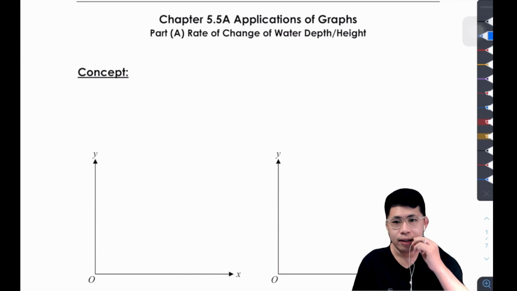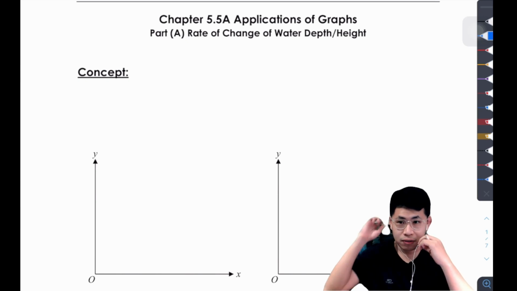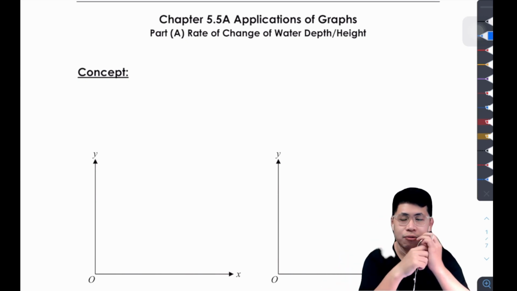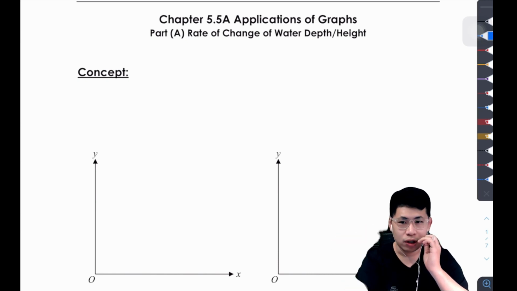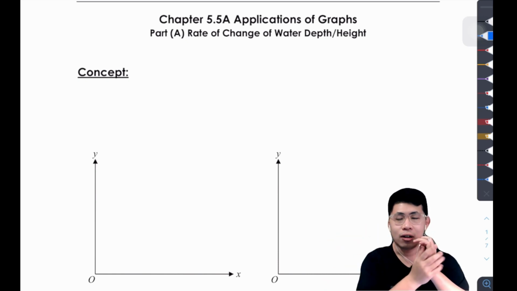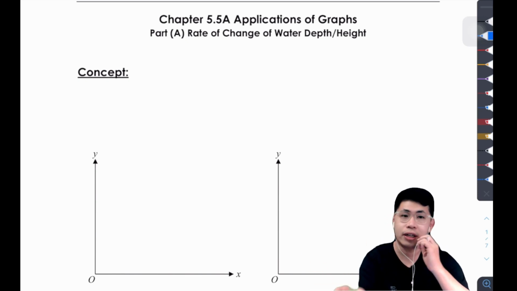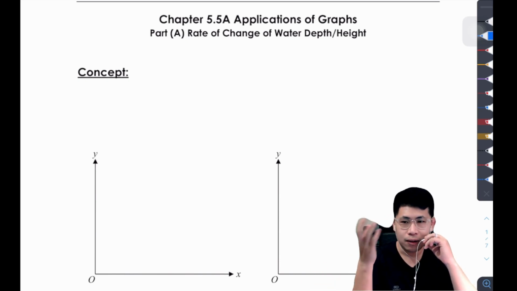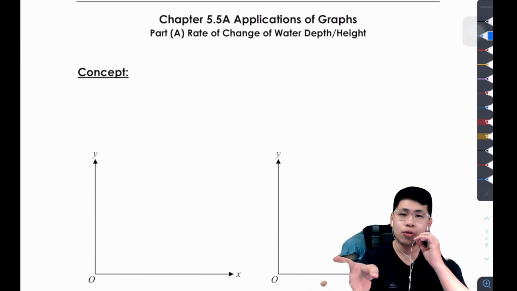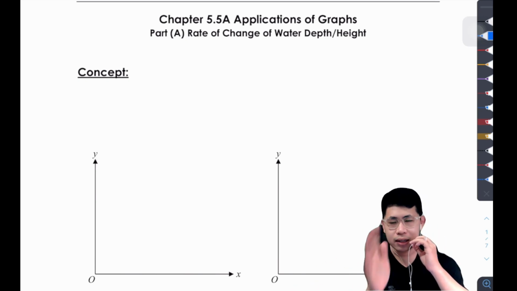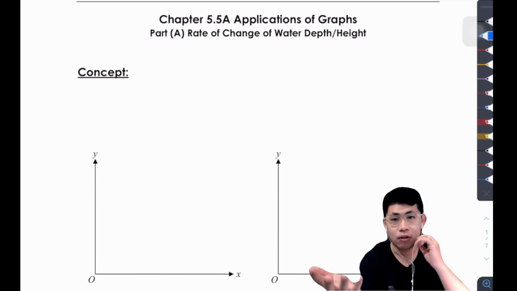Today we are going to look at the first part of application of graphs, where we are looking for the rate of change of a certain water depth or height. In this case, we are very interested to see, when we fill water into a certain container, how would the depth change? And we're going to use this concept to link this to other aspects of the graph.